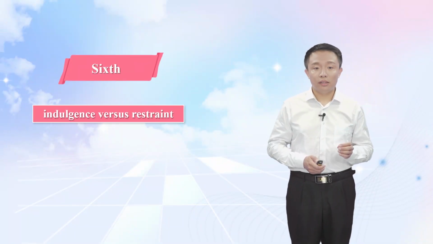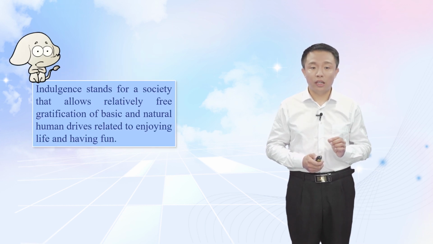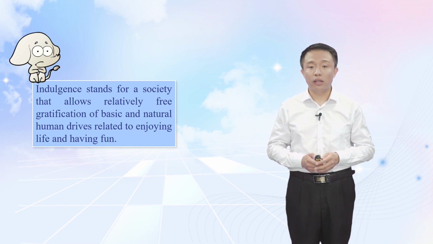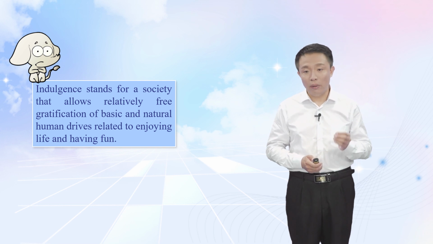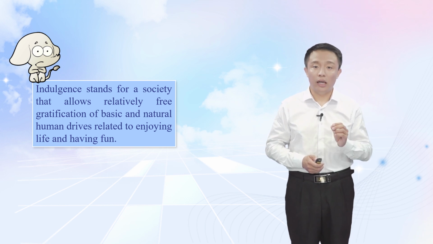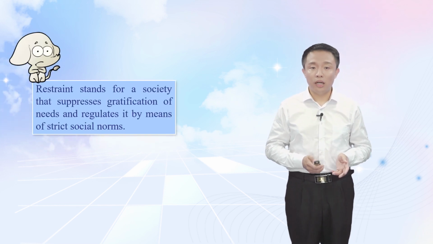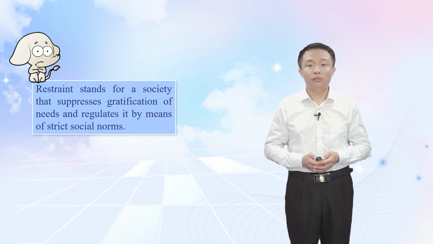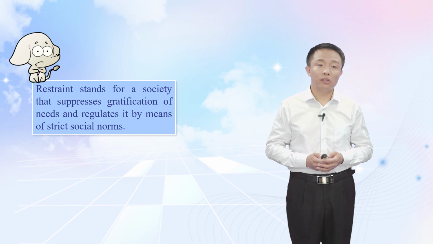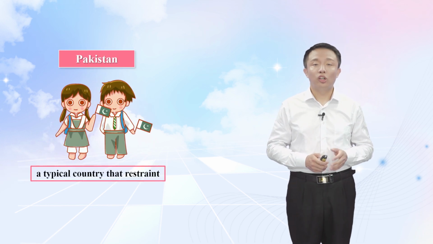Sixth, let's come to indulgence versus restraint. Indulgence stands for a society that allows relatively free gratification of basic and natural human drives related to enjoying life and having fun. Restraint stands for a society that suppresses gratification of needs and regulates it by means of strict social norms. Australia is a typical country where indulgence exists. On the contrary, Pakistan is a typical country where restraint exists.